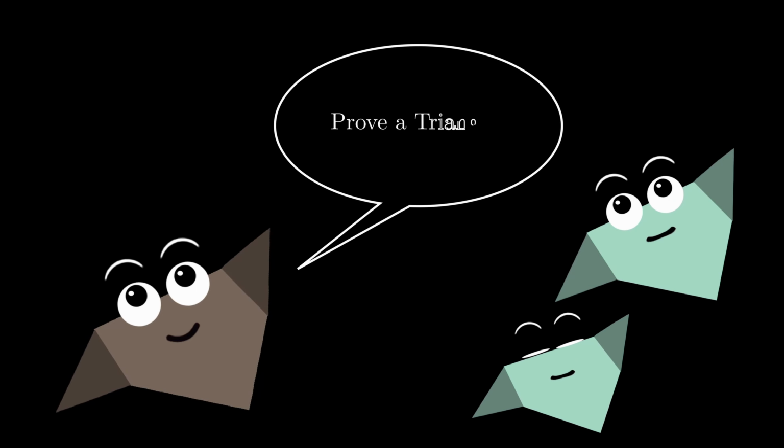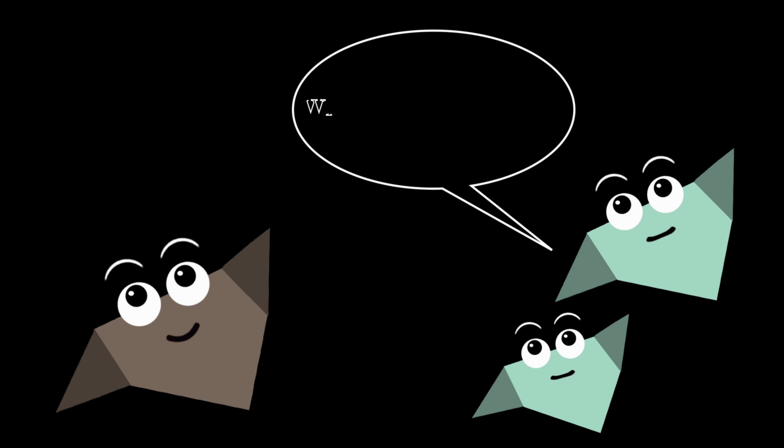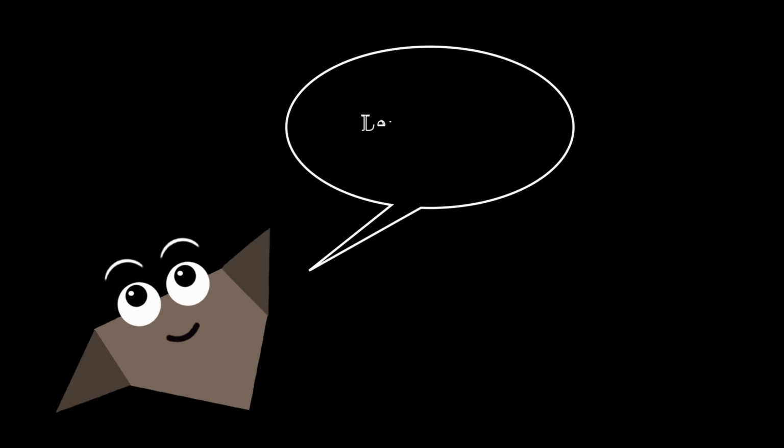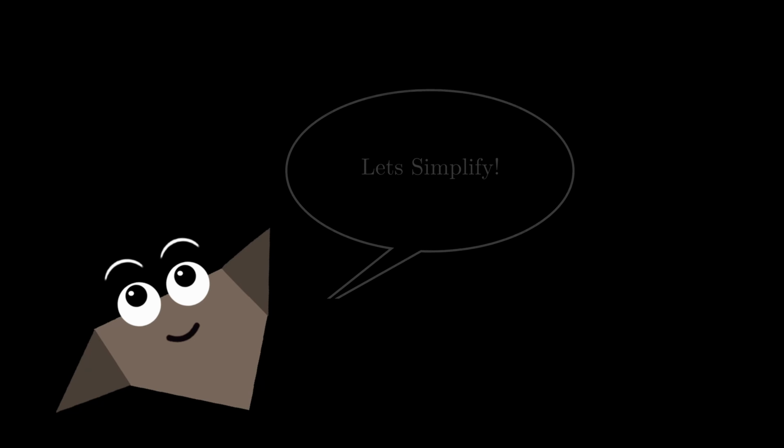How do we prove the existence of a triangle? Where do we even start? For starters, as with many math problems, it's usually a good idea to simplify the question into a simpler case in order to get a better feel for the problem.